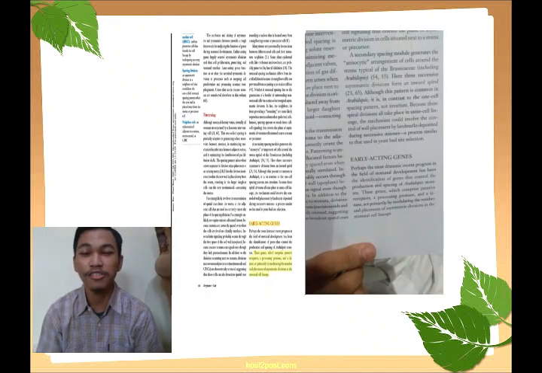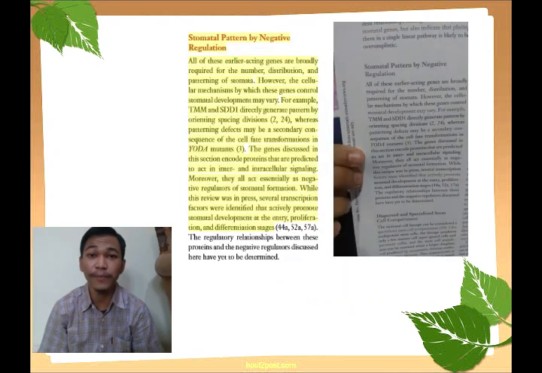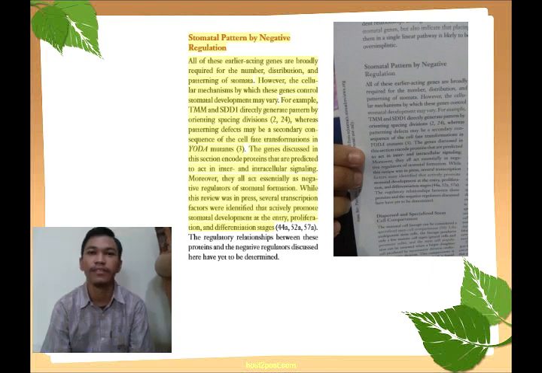And the last, how do stomata grow and develop? The genes that act early. These genes, which consist of receptors, processing protease and kinase, act primarily by modulating the number and placement of asymmetric divisions in the stomata cell lineage. Stomatal patterning is controlled by negative regulators. All of these early working genes are widely needed for stomata number, distribution, and patterning. However, the cellular mechanism by which these genes control the development of stomata can vary.